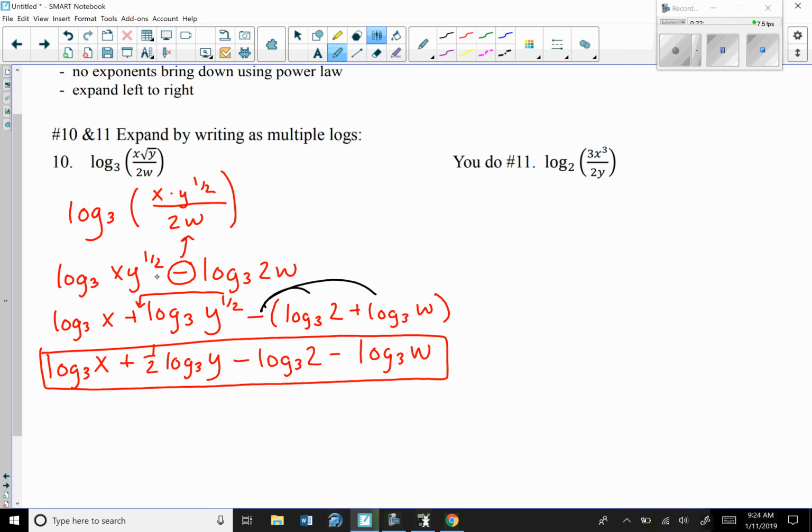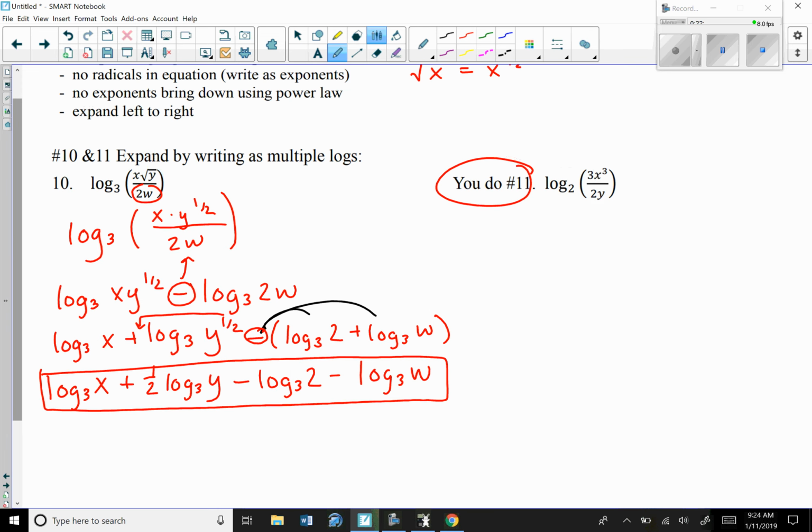So this is the expanded form for the log base 3 of x times the square root of y over 2w. And again, you have to be careful, because a lot of times students forget to distribute this negative to both terms, because both of them are in your denominator, so that's why they're both being subtracted. So why don't you guys go ahead and do number 11 on your own. A lot of times these problems are just going to take some practice, which we'll do in class tomorrow.